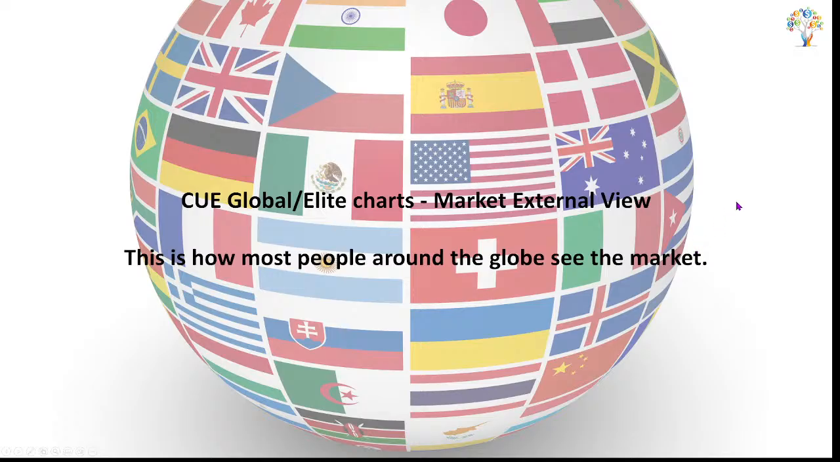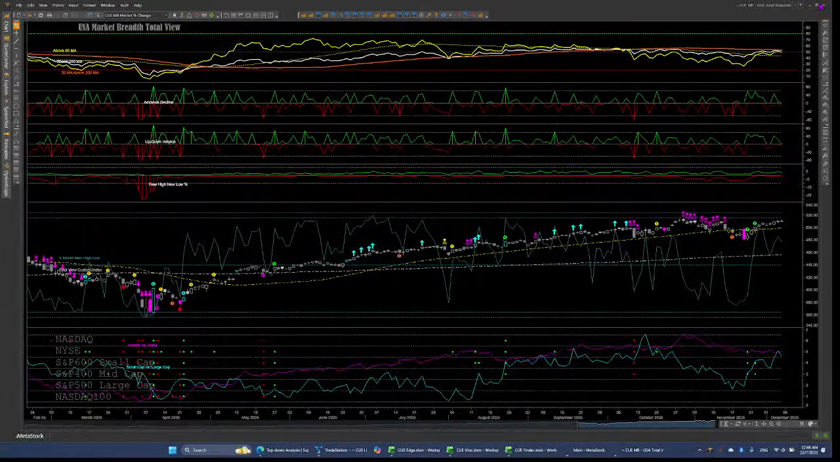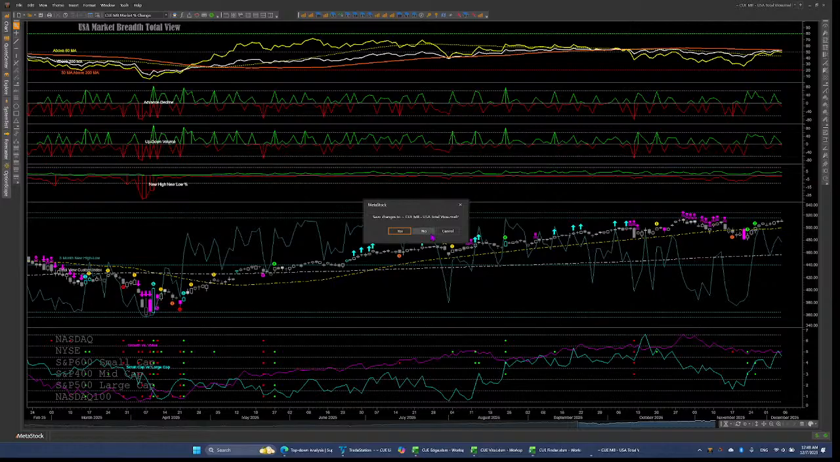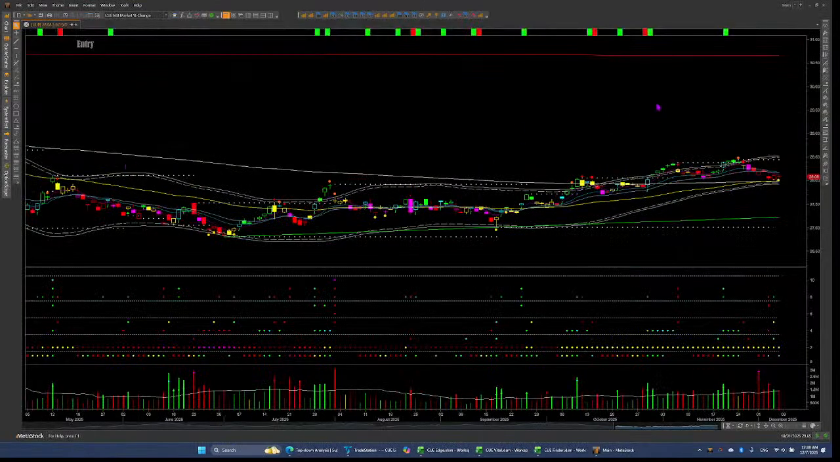Now let's look at the market's external view using market ETFs. You could use futures and indexes also. This is how most people around the globe see the market. Let's use the latest Metastock version 20XX and the features in that version.